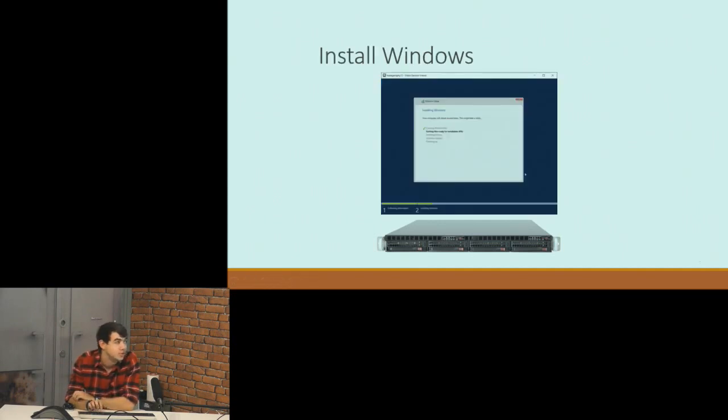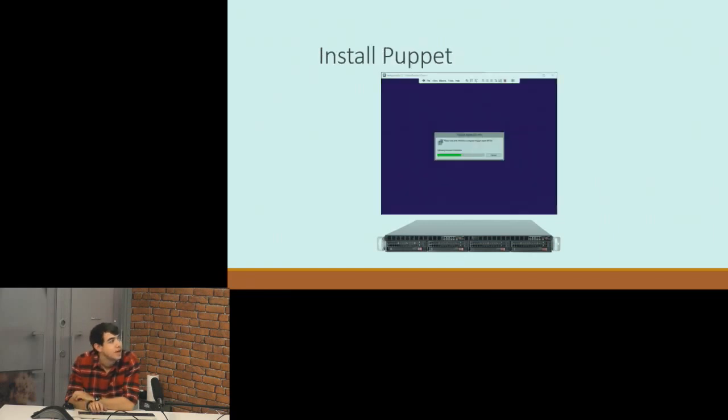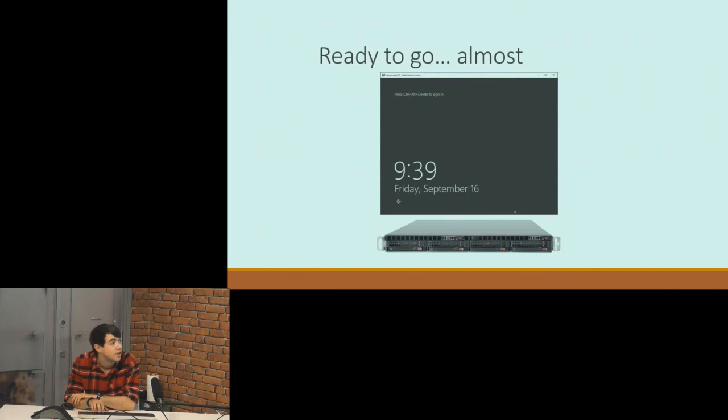And then you install Windows and you boot Windows and then it installs Puppet. So if you don't know what Puppet is, Puppet takes a blank server and configures it for you. So a lot of our servers are now configured with Puppet, which means that we can do this process. And it basically uses no human interaction to set up a new server. And then we're ready to go-ish.